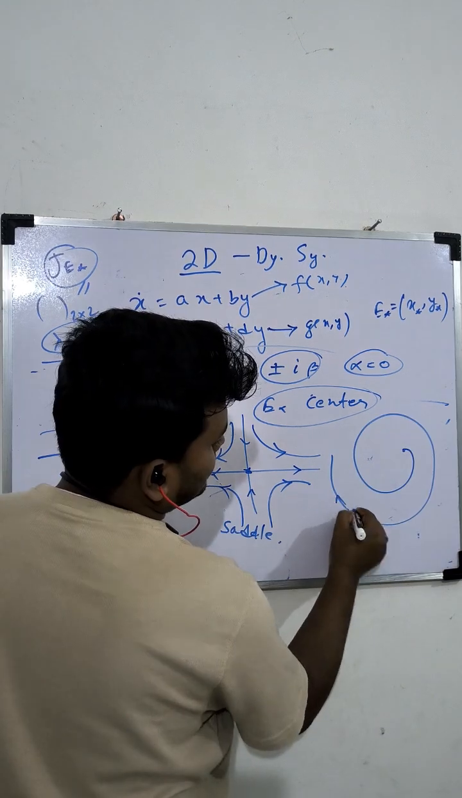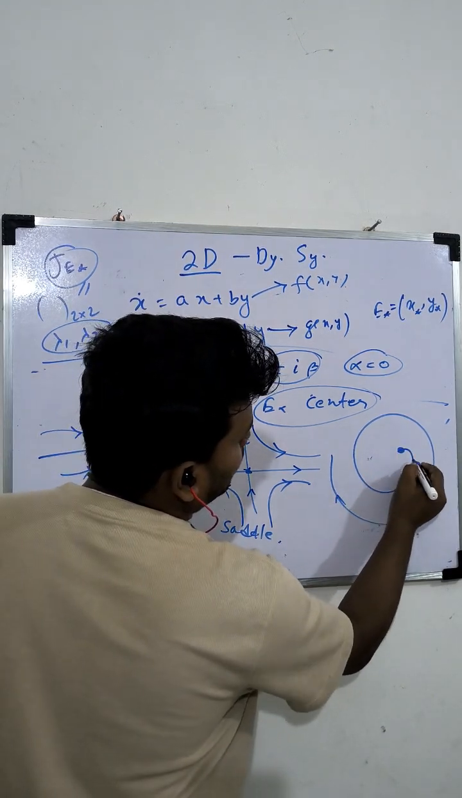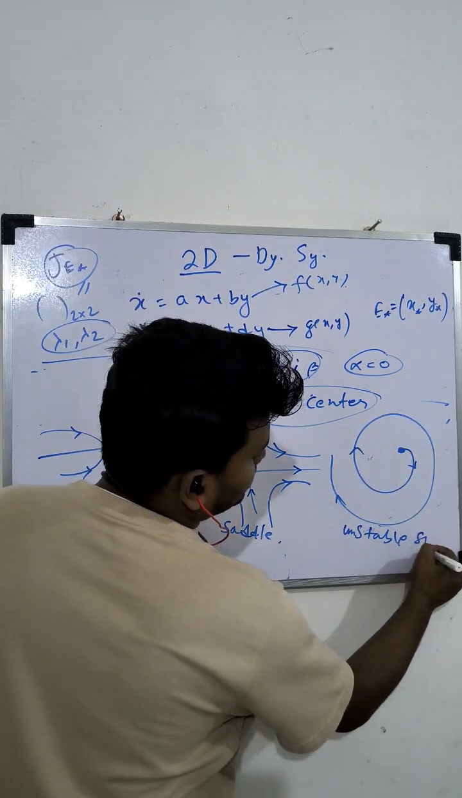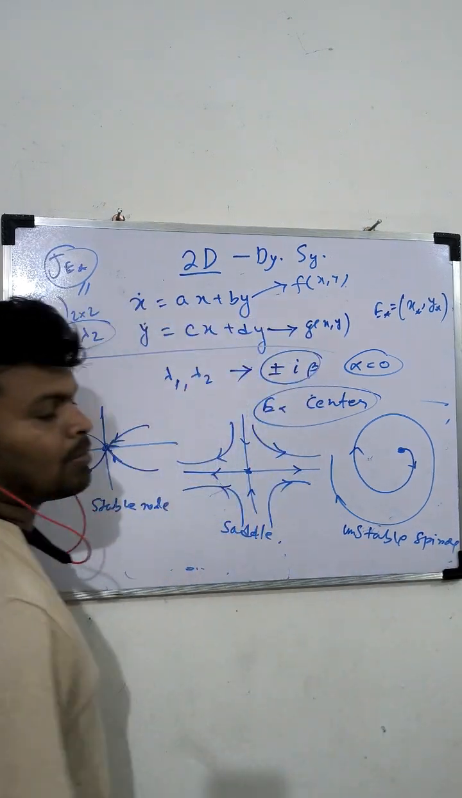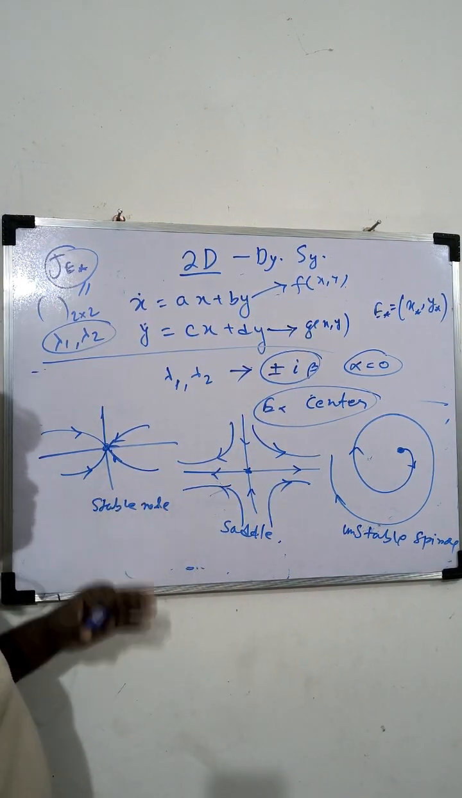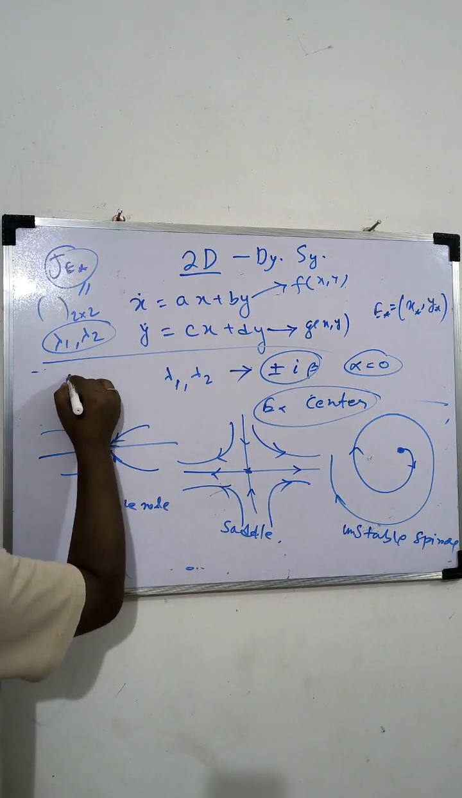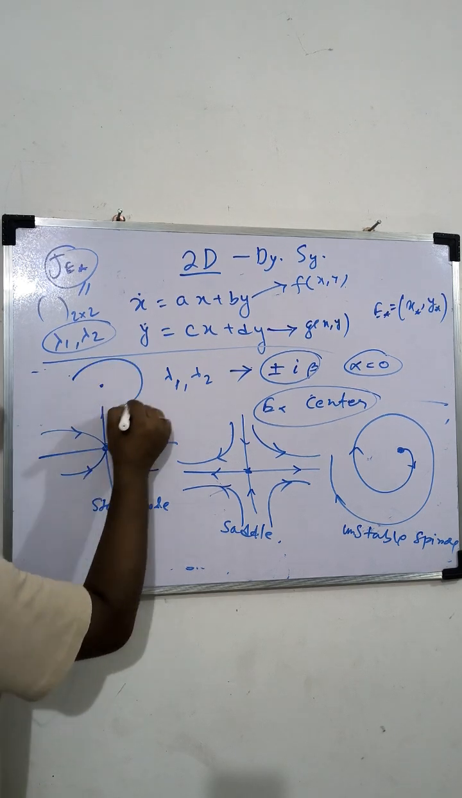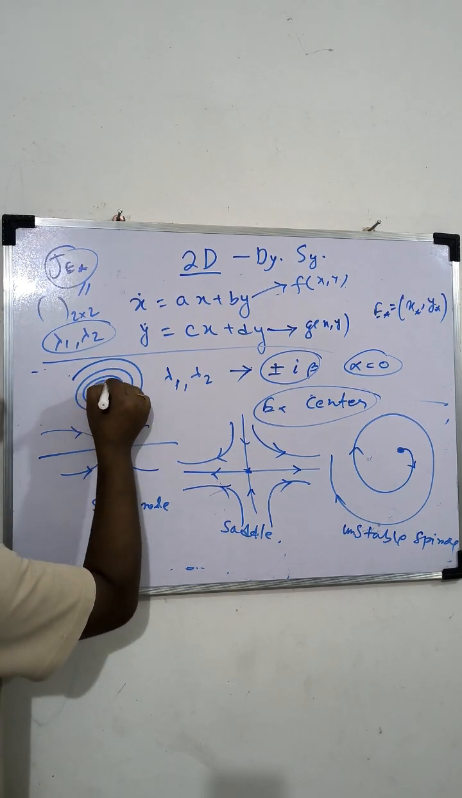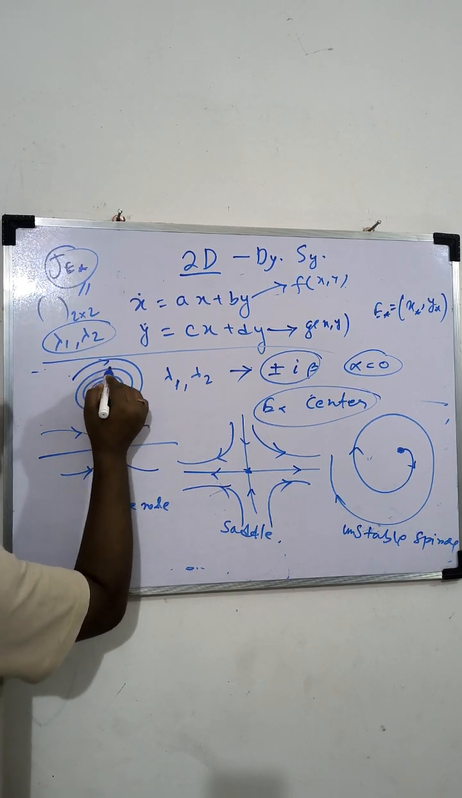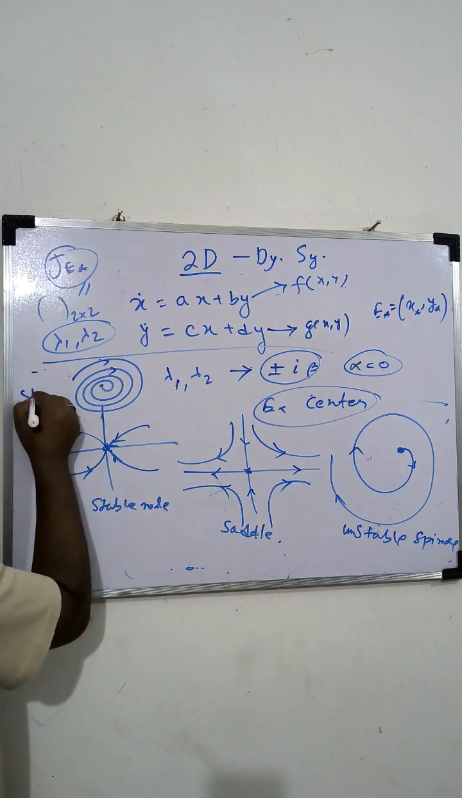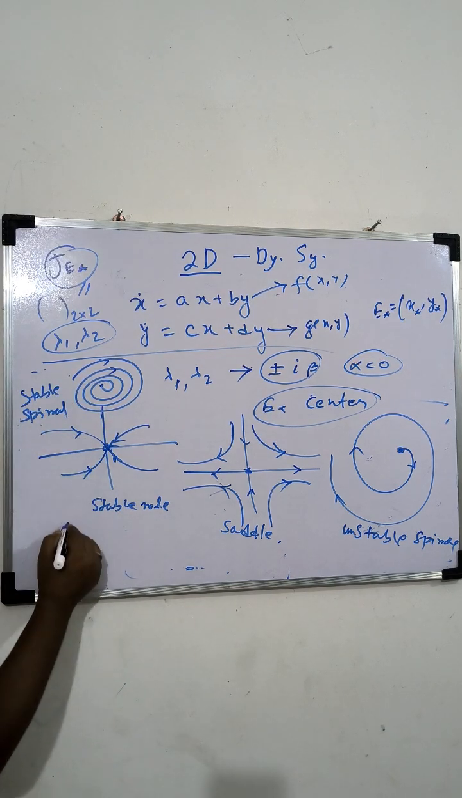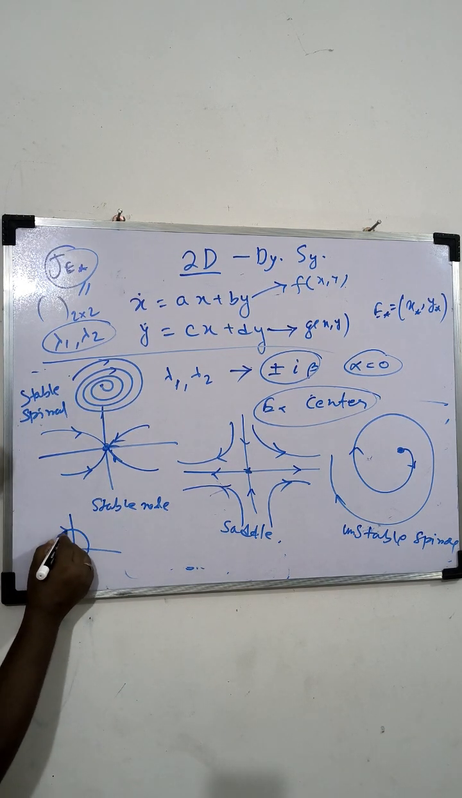This is an unstable spiral. This is the equilibrium point, and from it the trajectories spiral outward; this will happen when the eigenvalues are complex with positive real parts. And if the solution trajectory is converging to this equilibrium point like this, then this is a stable spiral, and the center looks like a closed orbit.